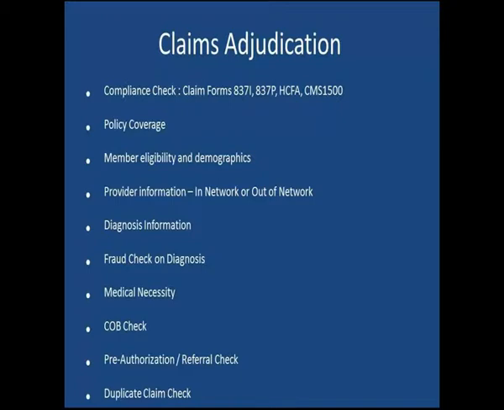So first the form will be checked, then the policy data and the member data. The next one is the provider information. In the claim form, you give the provider identifier, which is the National Provider Identifier, and the provider address and the provider name. So who has given you the services, like the hospital name and address. Based on that, the health insurance company will determine whether this provider is in network or out of network. This determination is important because based on the status of the provider, the benefits will change. If it is in network, your benefits will be higher. If it is out of network, your benefits will be lower.